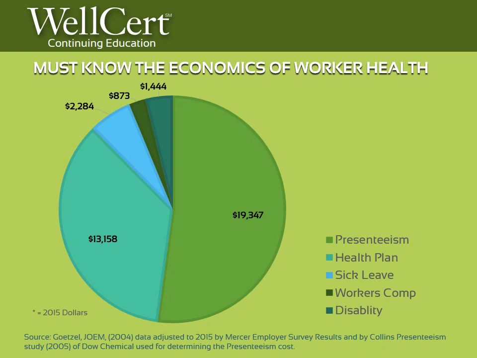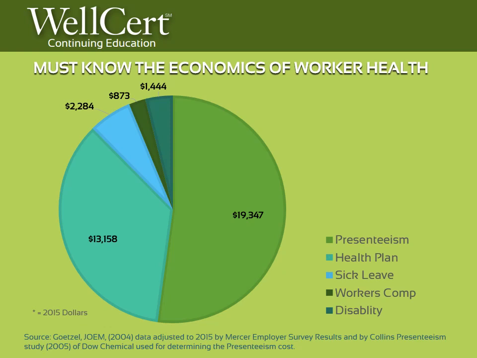It's been updated to 2015 by using the Mercer large employer survey, health plan survey results to actually come up with 2015 dollars. And what you see here are, first of all, presenteeism, about $19,000 per employee per year as a typical cost. About $13,000 for the health plan coverage that's been going up at approximately 5 to 6% for a number of years now. That's about twice to three times what our consumer price index is going up, so it still continues to get larger and larger in terms of its relationship to other expenditures.